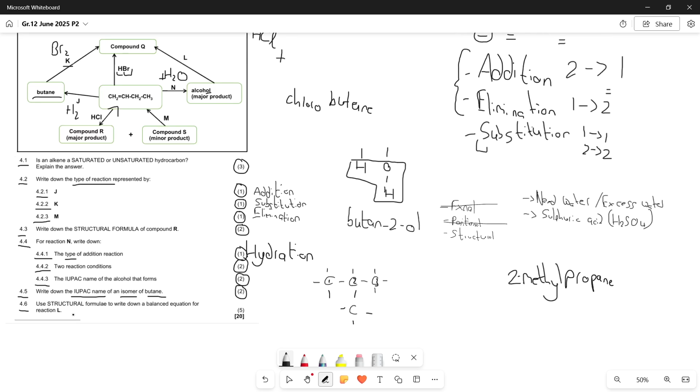Cool. And then last question, 4.6. It says use structural formula to write down a balanced equation for reaction Al.